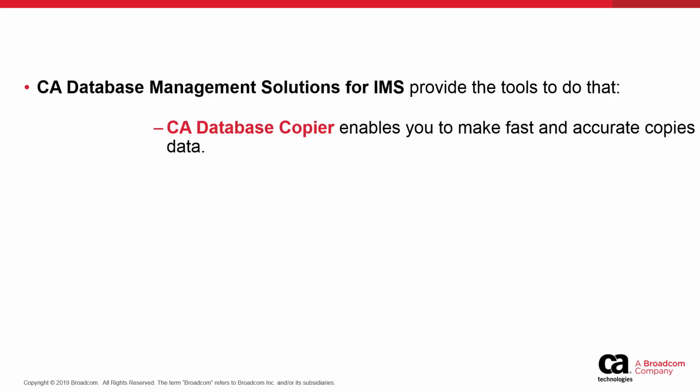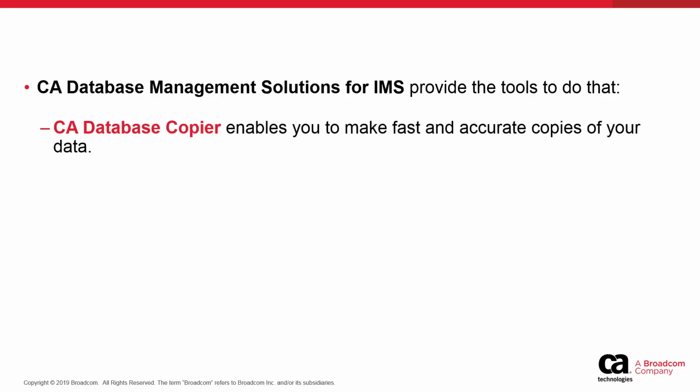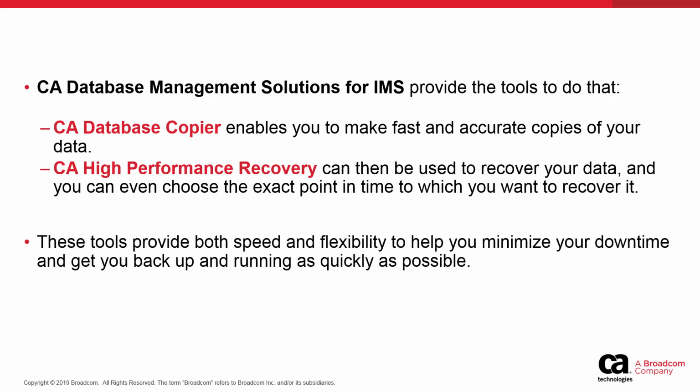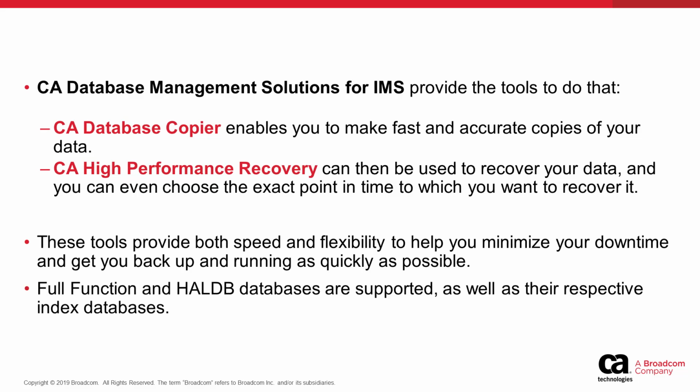CA Database Copier enables you to make fast and accurate copies of your data. You can then use CA High Performance Recovery to recover your data, and you can even choose the exact point in time to which you want to recover it. These tools provide both speed and flexibility to help you minimize your downtime and get you back up and running as quickly as possible. Both Full Function and HALDB databases are supported, as well as their respective index databases. FastPath DEDB databases are also supported.